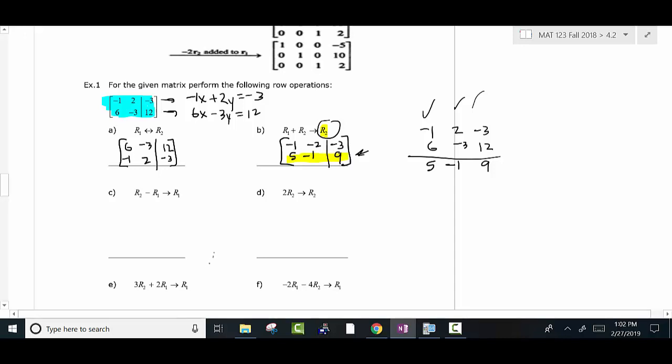Why is it -2? Why is what -2? Oh, I don't know. That's a good point. That should be +2. Yeah, I made a mistake there. So that's a 2. Yeah, good observation.